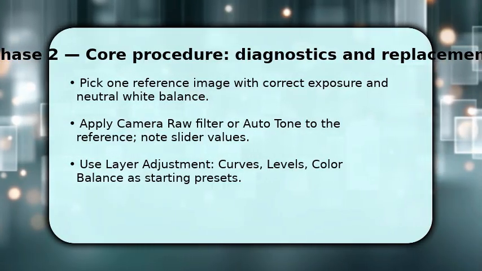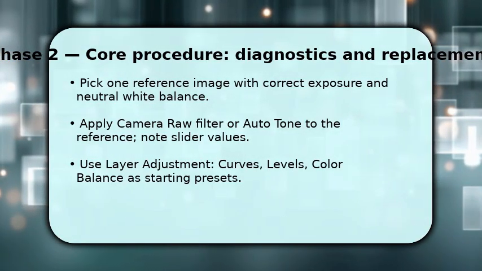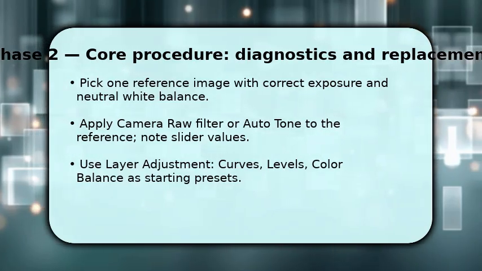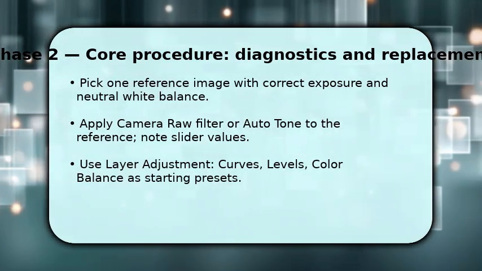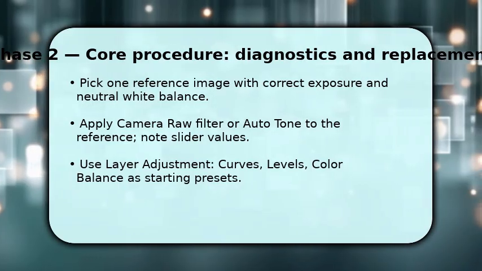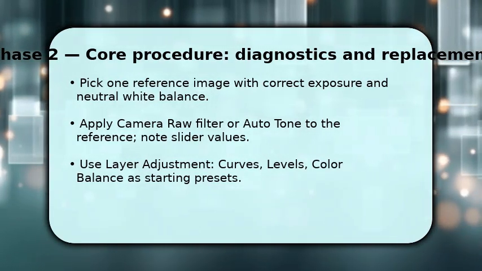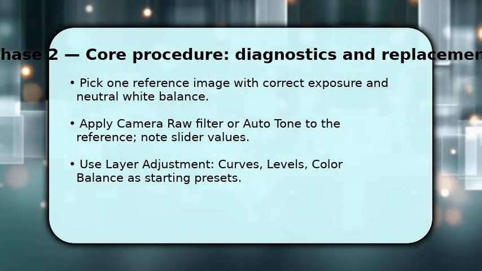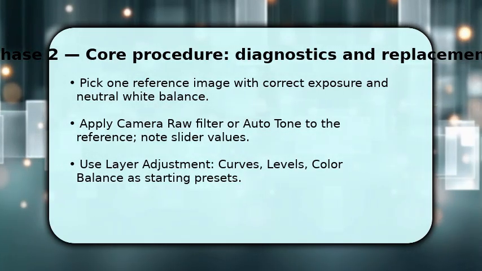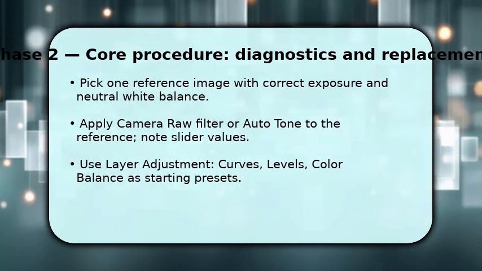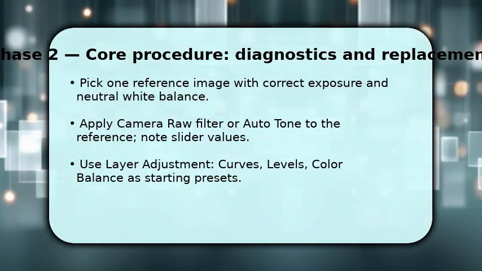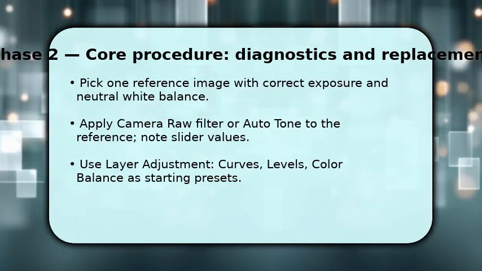First, run camera raw or auto tone and observe the exposure, contrast, temp, and tint values. These are your starting numbers. Next, create adjustment layers, curves, levels, and color balance, and tweak them until the reference looks natural. Once balanced, save those adjustments as a preset or note exact slider values, because you will apply them to the batch, so the group maintains consistent color and tone.